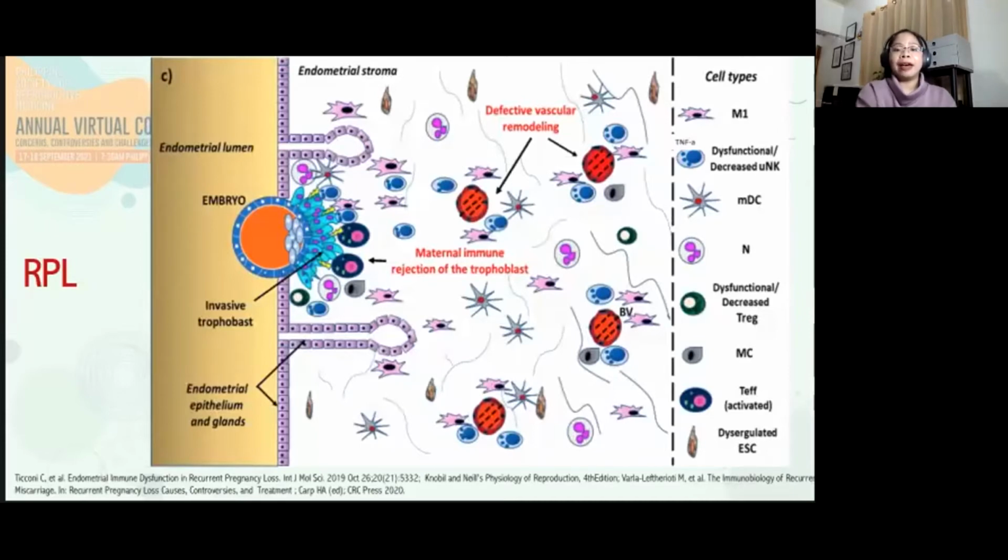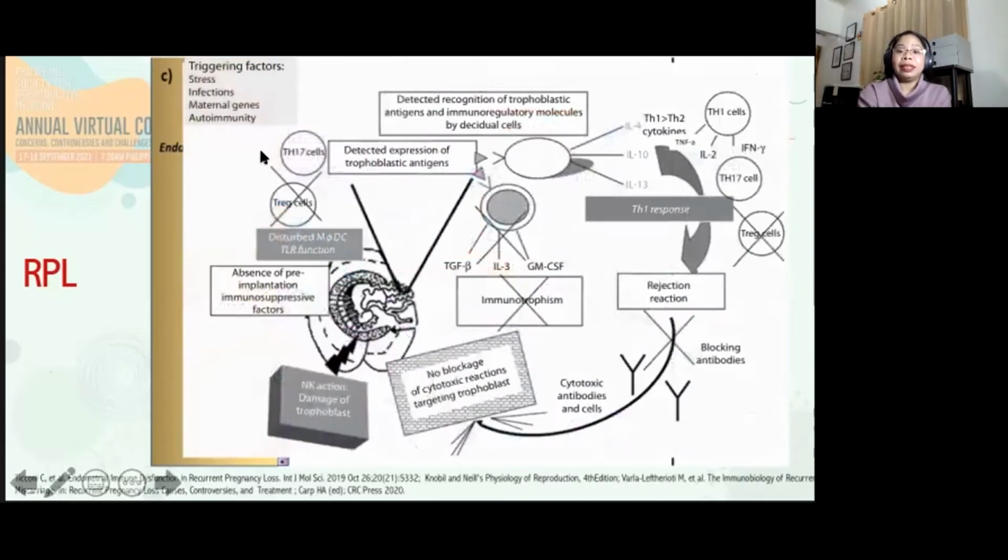As you can see here, we have dysfunctional uterine NK cells and dysfunctional T regulatory cells. Actually, what happens here is that there is a decrease in the CD56 bright, CD16 negative NK subset, as well as an increase in the number of the CD56 plus CD16 positive NK subset. We also have a substantial decrease in the levels of T regulatory cells. All of these changes contribute to maternal immune rejection of the trophoblast and a defective vascular remodeling. As I've already mentioned, uterine NK cells play an important role in spiral artery remodeling. The decrease in the T regulatory cells is paralleled by an increase in the Th17 cells. This defect in the immune response leads to a shift in the Th1, Th2 equilibrium, leading to a Th1 predominance in a patient with recurrent pregnancy loss.